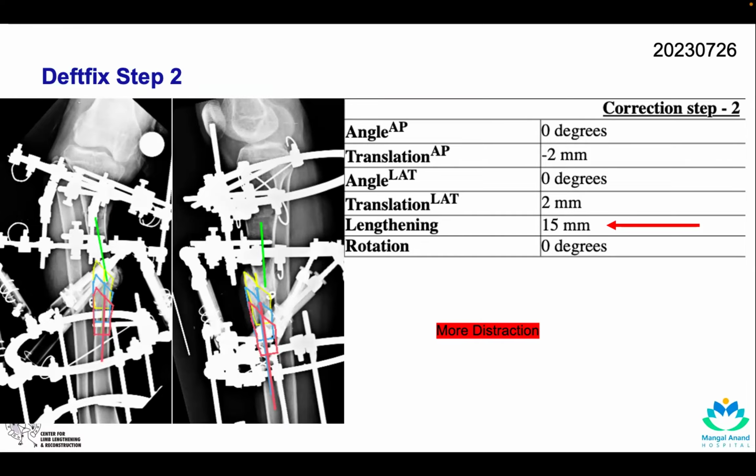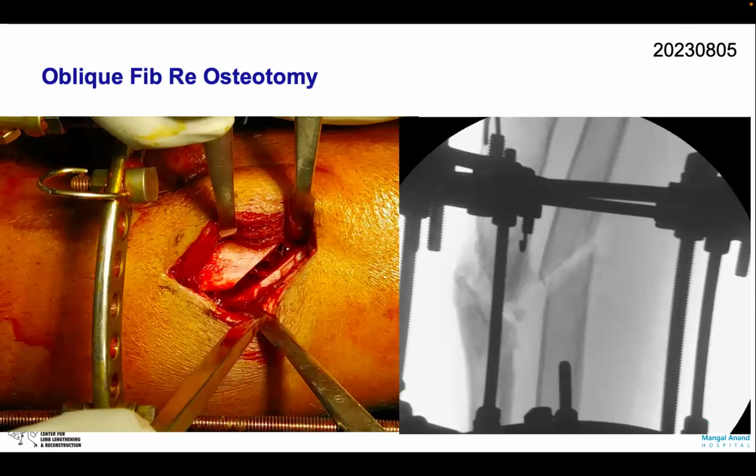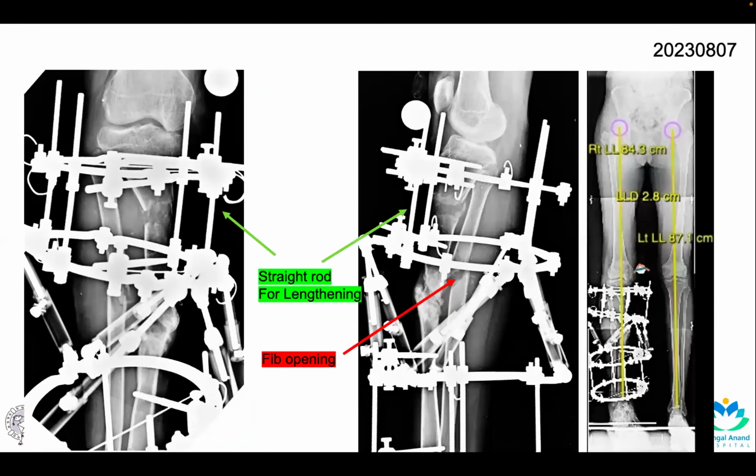Even after the second plan got over, there was no distraction happening between the second and the third ring. Later on, we found out that the fibula, which was osteotomized, was not a complete osteotomy, and the fibula was not distracting. So we went in again and did a re-fibula osteotomy. And immediately after the fibula osteotomy, the fibula sprang apart and distraction happened.